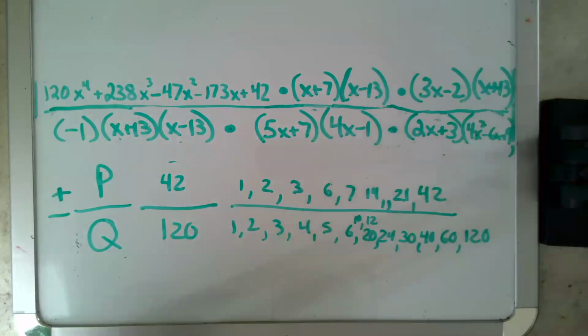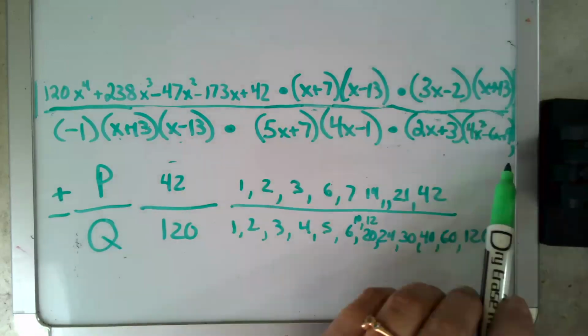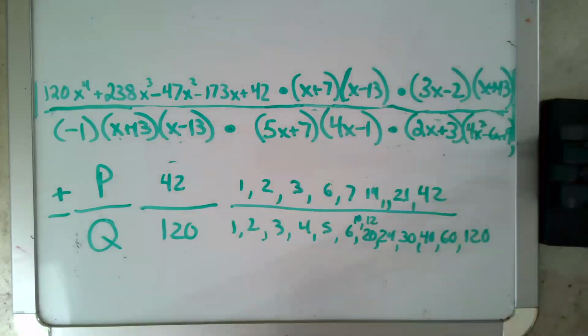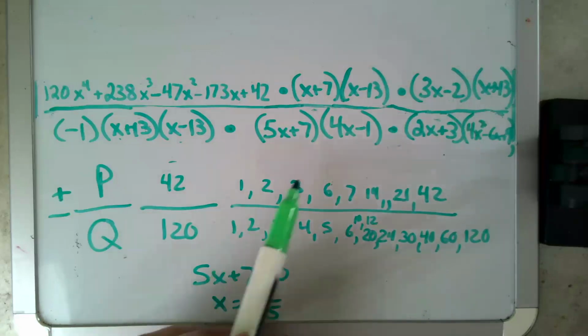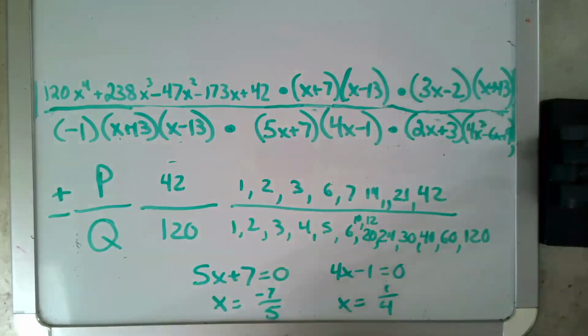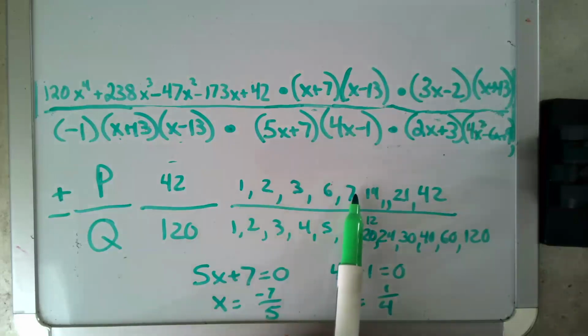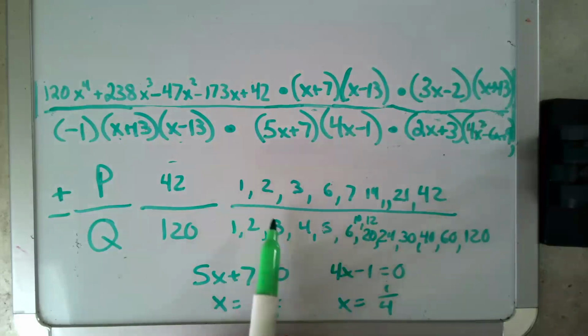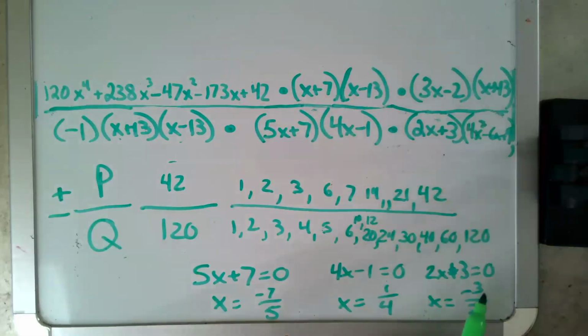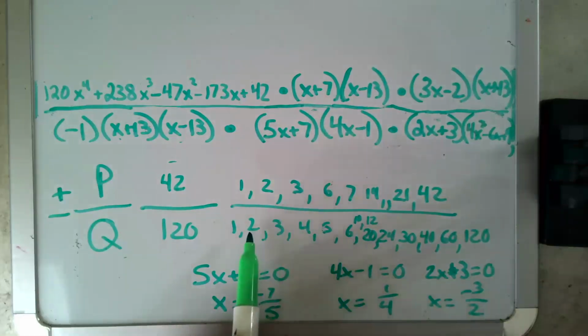But let's guide ourselves by the factors we've got down here. If 5x plus 7 is one of our zeros, then x equals negative 7/5 is one of our potential roots. Same thing, 1/4 is a potential root. And if we look through, we definitely see 7 over 5. We definitely see 1 over 4. If we take a look here, negative 3/2 is a possibility, 3/2.